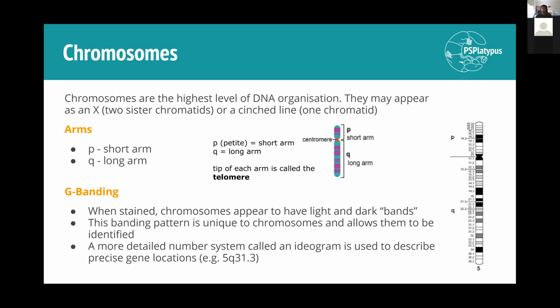So not only do we have the short arm and the long arm, but we also have what we call an ideogram, which is basically just a way of recording how far away from the centromere a gene is on the chromosome.